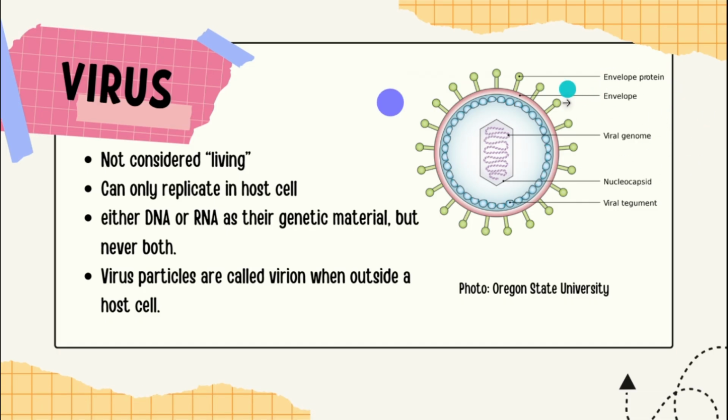So if we're looking here, we see this protein envelope right here. Protein envelope, and what we have going on is these are some spikes on our virus right here. So basically, we have the protein envelope, we have the spikes, we have the viral genome, and then we have the nucleocapsid, and then the viral tegument, basically, right? So that is basically the outline of the virus.